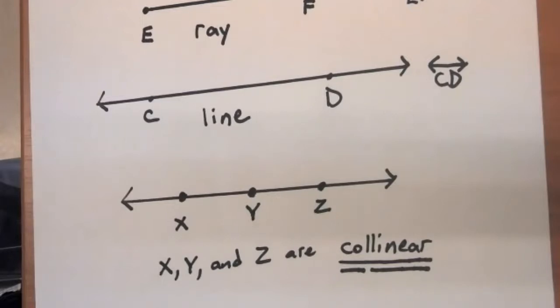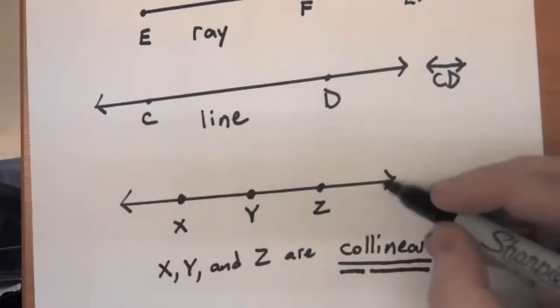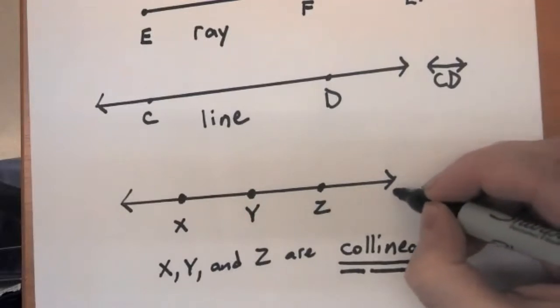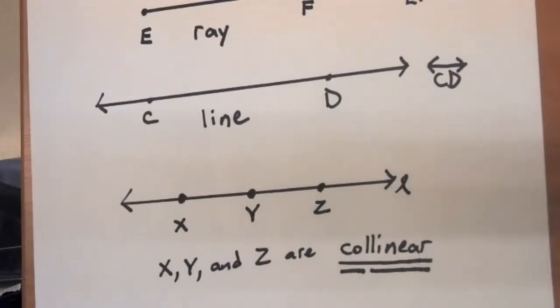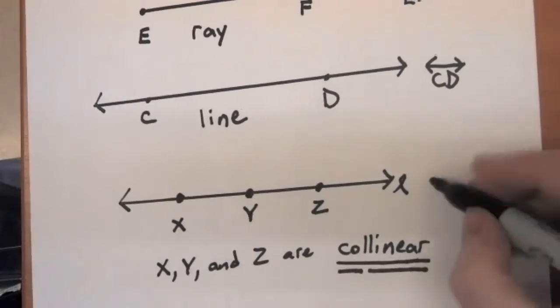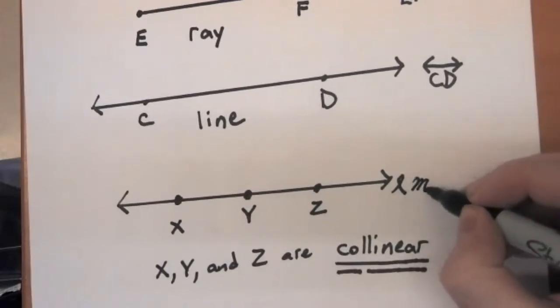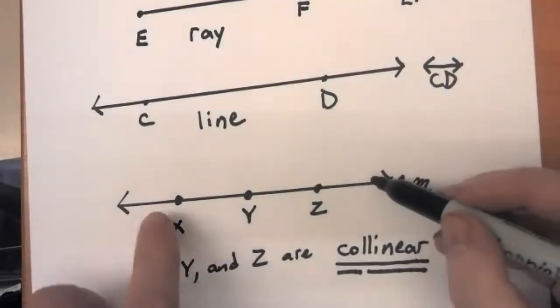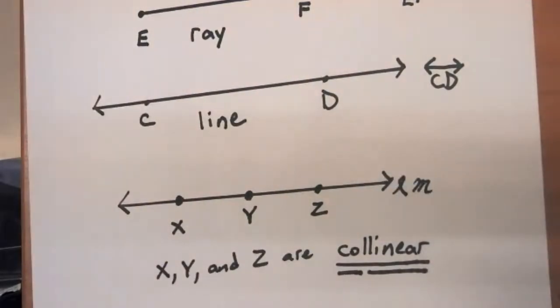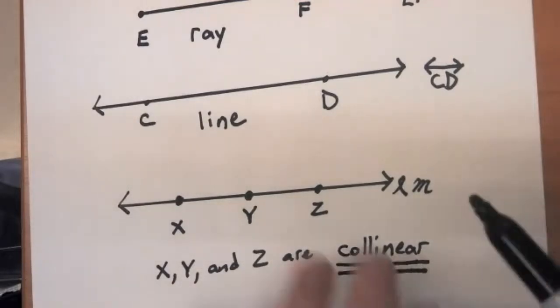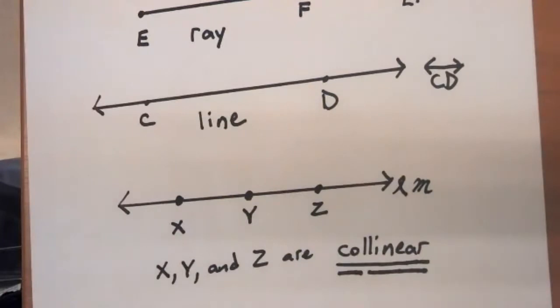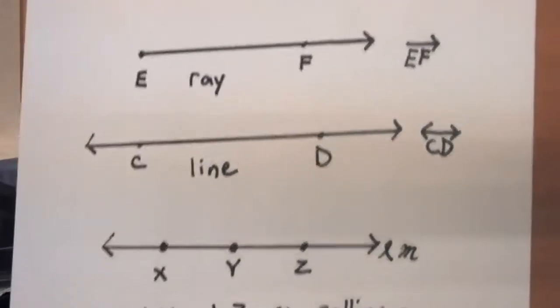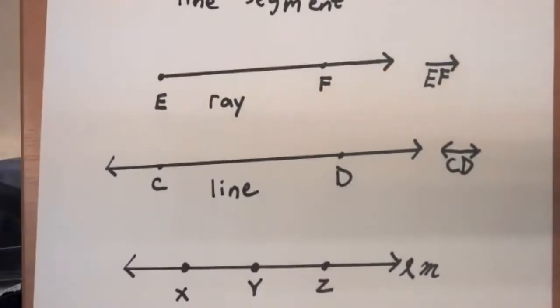Another thing to think about every once in a while, we use lowercase letters to talk about a line itself. For instance, you might see a lowercase cursive L or a lowercase cursive M. So you might see letters like this along with lines to make it clear that those are the name of the line. So I might say that X, Y, and Z are all on line lowercase cursive L. Okay? So these are the basic ideas that we're talking about here.